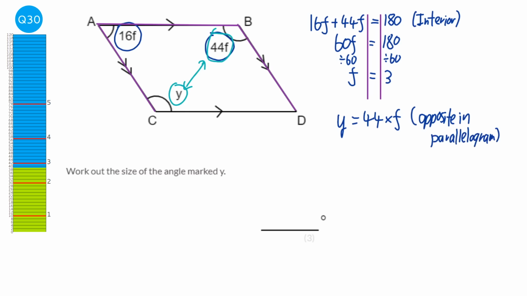They're opposite in a parallelogram, which is absolutely fine to state as a reason. That is a known mathematical thing. The opposite angles in a parallelogram are equal. So that's going to be 44 times 3, which is going to equal 132 degrees. So y is 132 degrees.